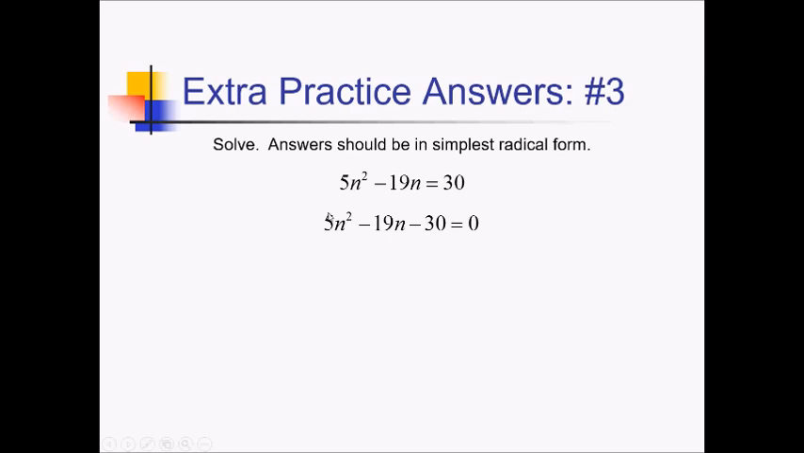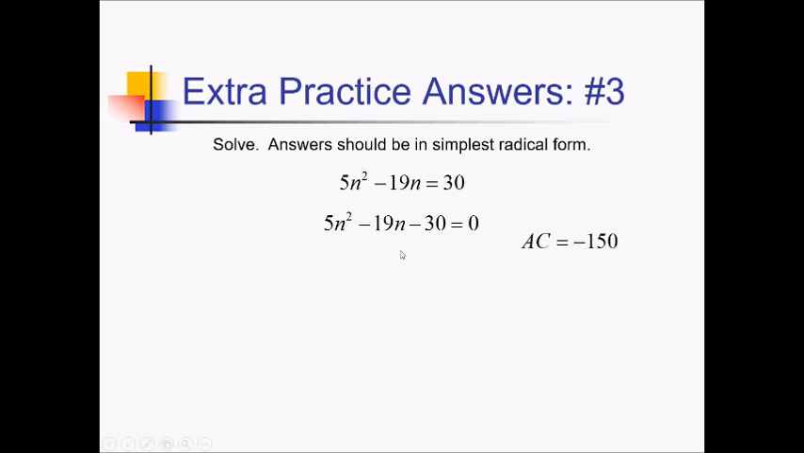So if we multiply 5 and negative 30 together, we're going to use the AC method here. That's negative 150. And by the way, you should have already checked for common factors. There's no common factors that we can take out to make our job easier. So it's AC method or quadratic formula. But using AC method, I need factors of negative 150 that add up to negative 19.